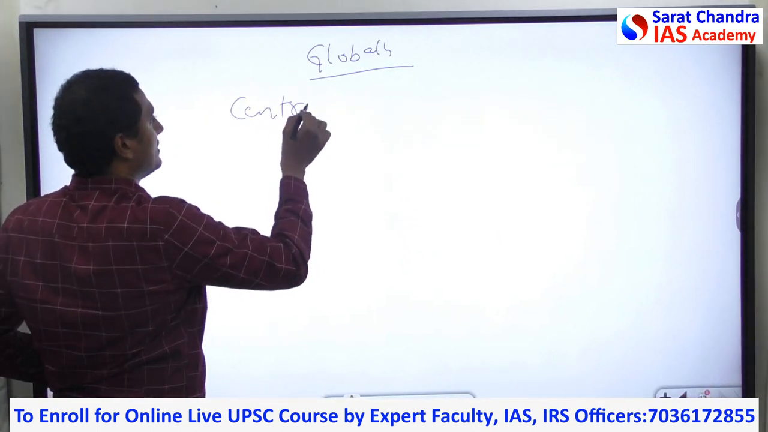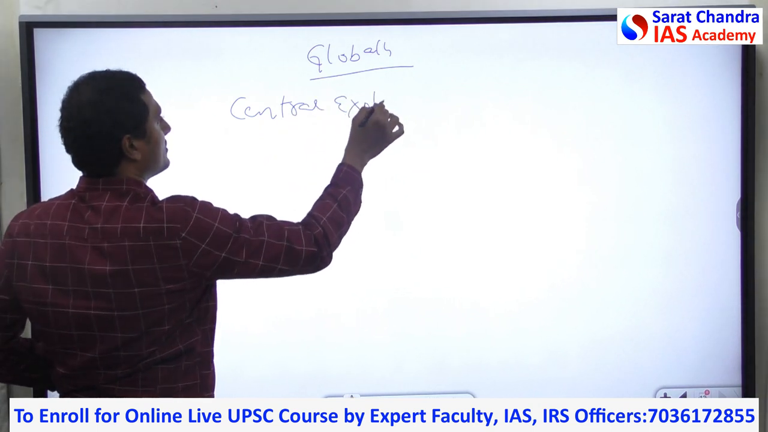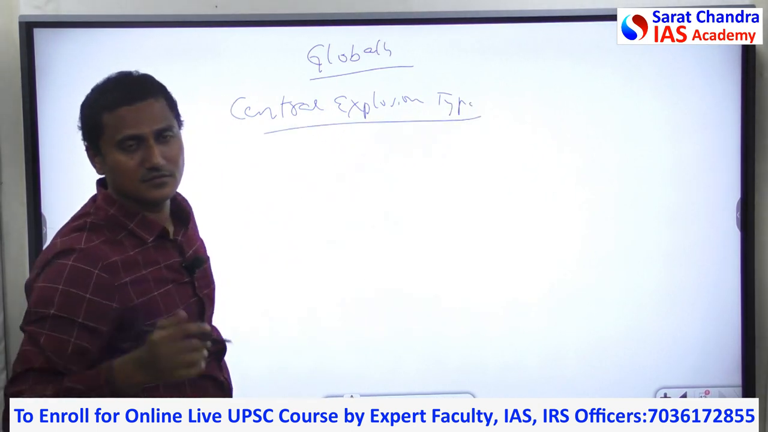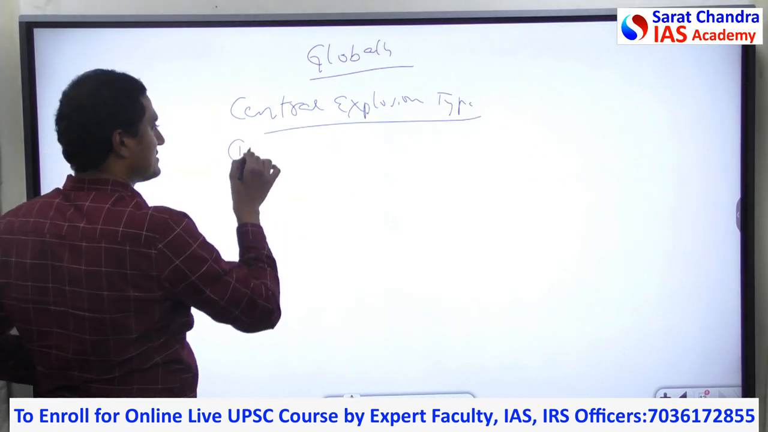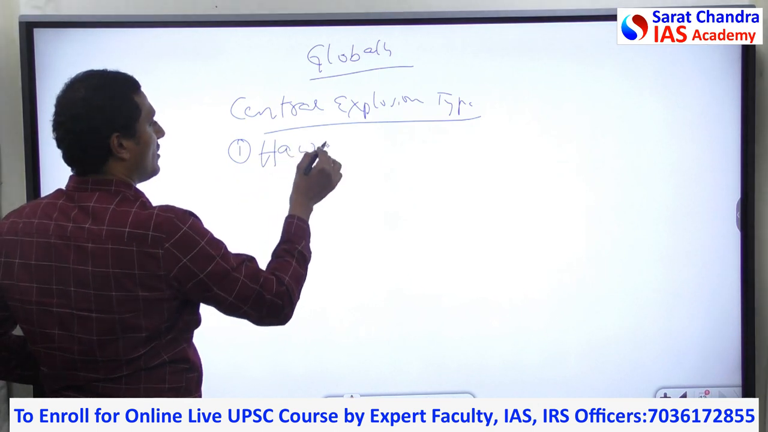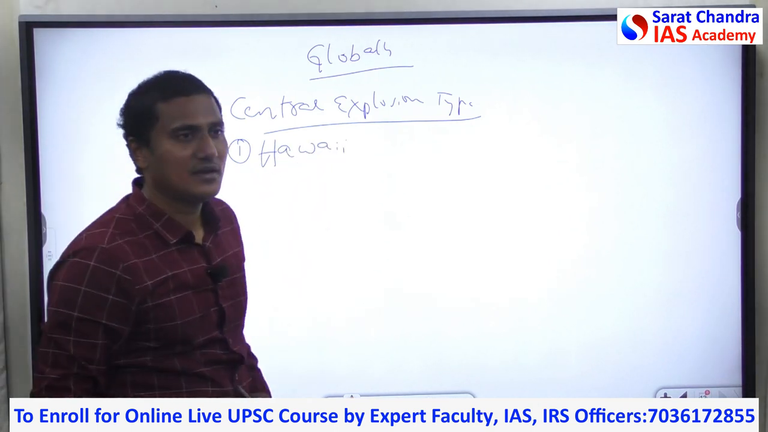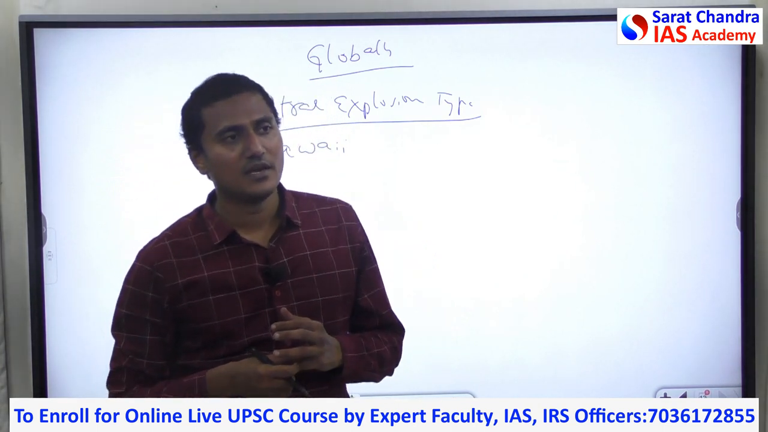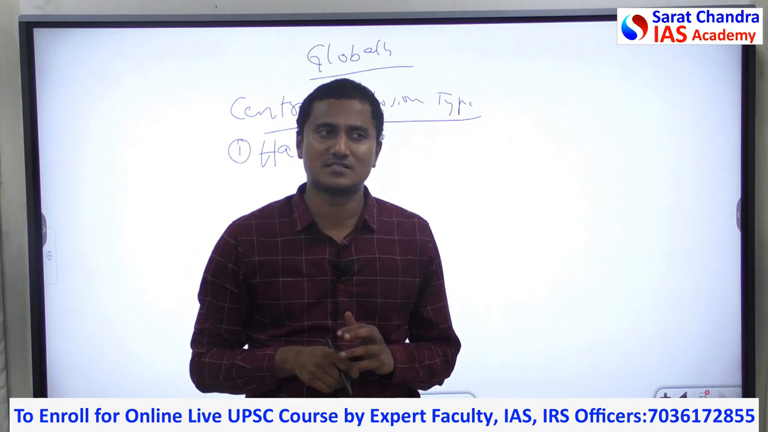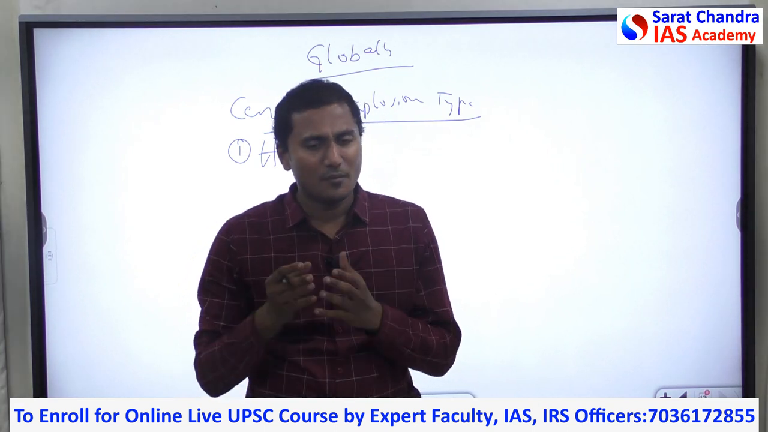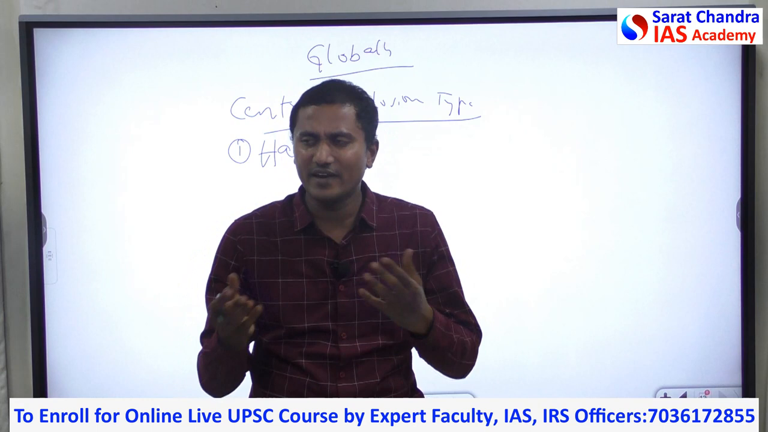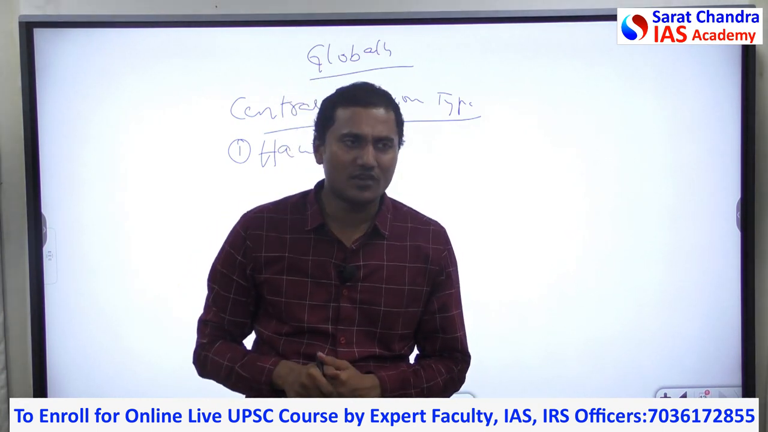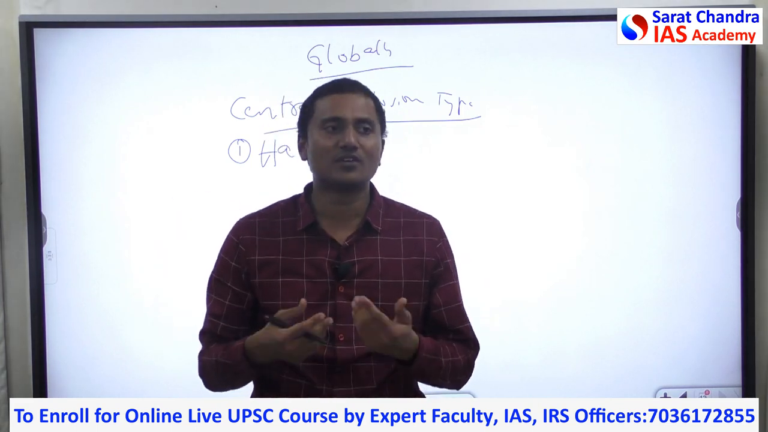Central explosion type. Anybody? Yes, it is there in Hawaii. Why do you call it Hawaii? Because in the Hawaiian island, Hawaii belongs to which country? Yes. In the Hawaiian island, one kind of volcano occurs. It is central explosion only, but it is not so much explosive. It's quiet. Though it's explosive, very low explosive. It occurs not only in Hawaii, friend, it occurs throughout the world, but we call it Hawaiian.